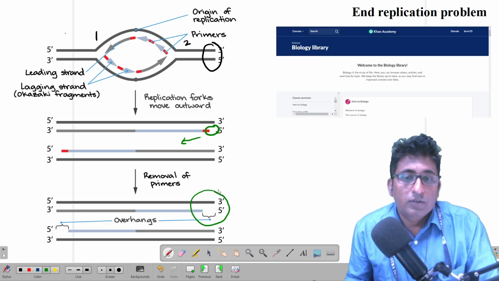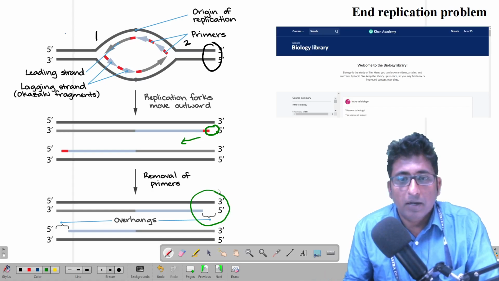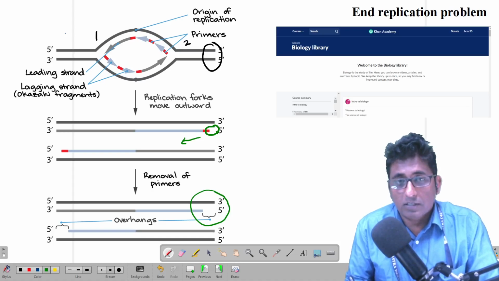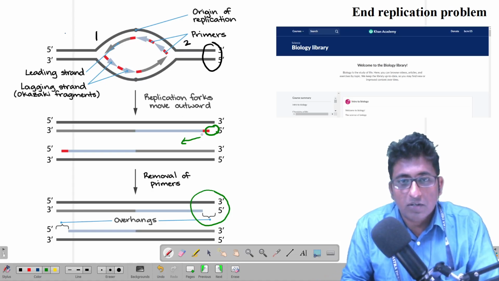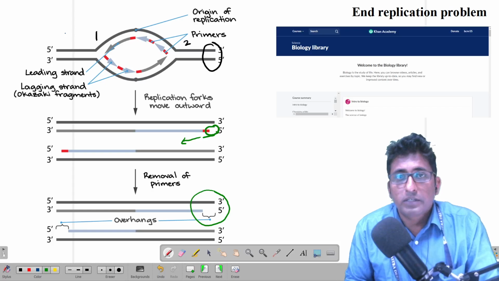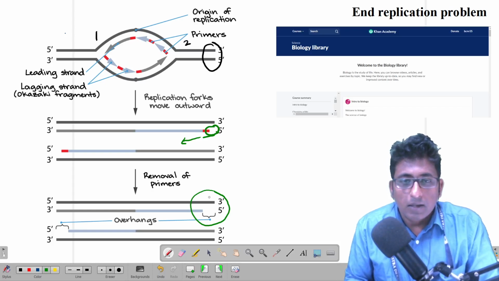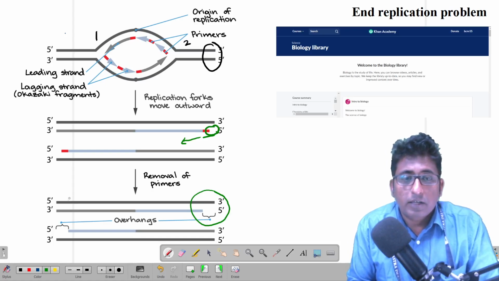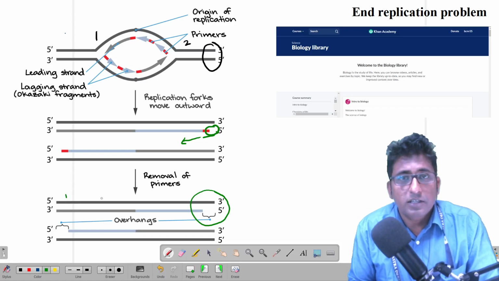It could only be filled by RNA polymerase, but that's not what we want. We already removed the RNA primer that was there. We need it to be DNA. And this is a problem because there could be some essential genes.